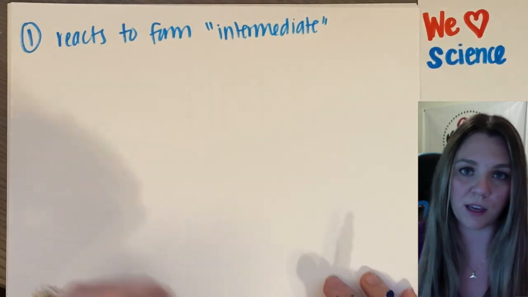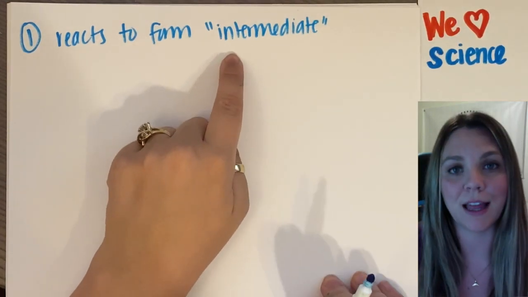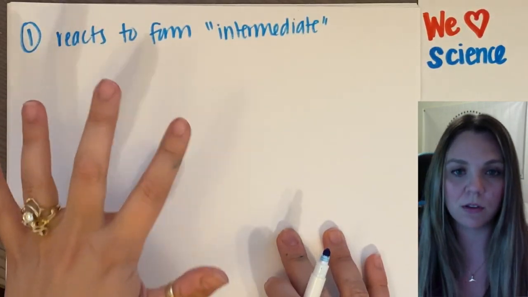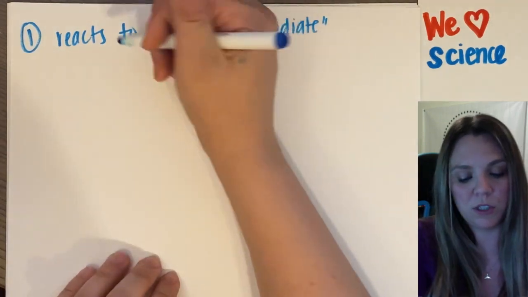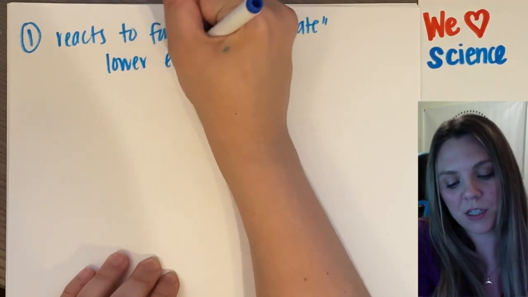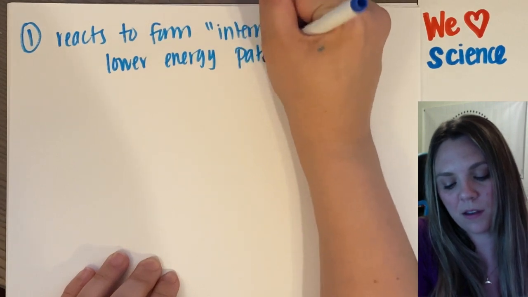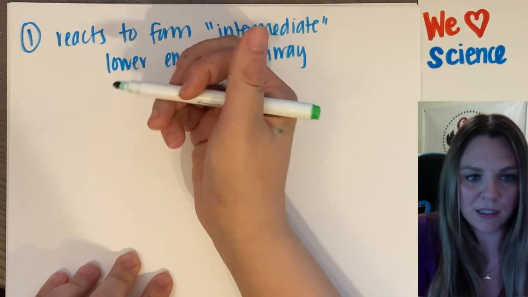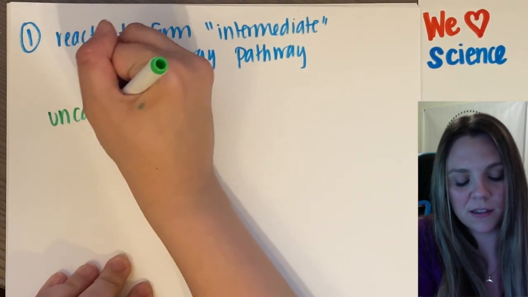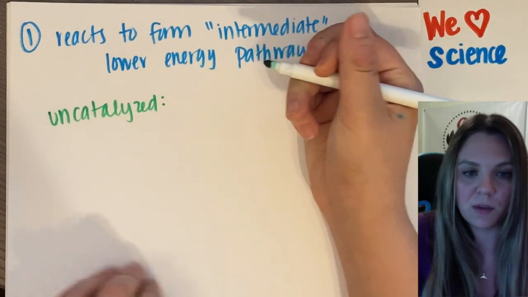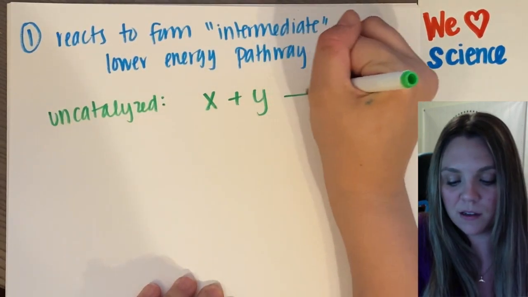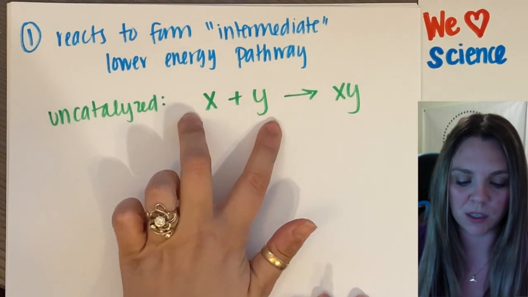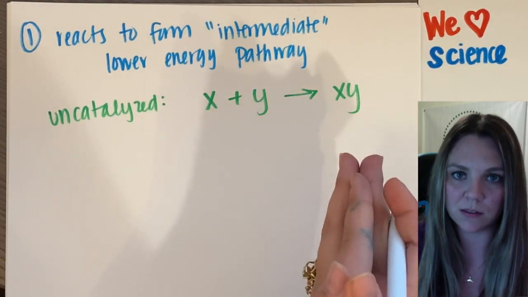If you go on to take organic chemistry, you are going to talk about intermediates a lot. But it can react in my chemical reaction to form an intermediate, which then has a lower energy pathway, aka a lower activation energy. So what this would look like practically is if you had an uncatalyzed reaction, you might have something like X plus Y reacts to make the compound XY. Nice little synthesis reaction, right? 2 reactants, smash them together, you make a product.